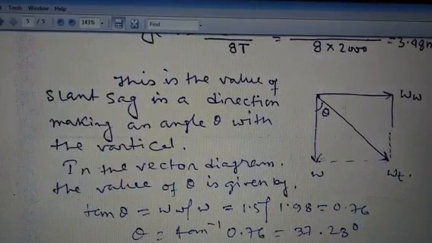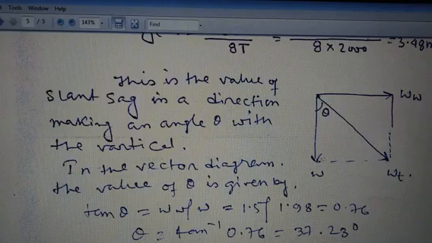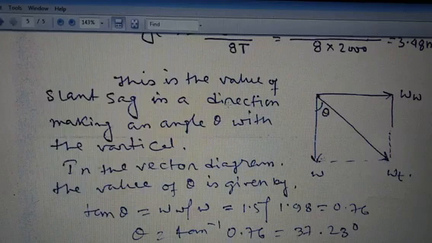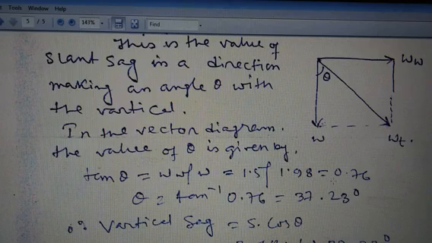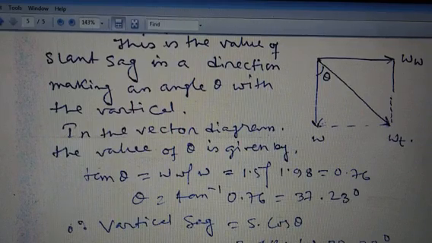Now this is the vector diagram, where the horizontal axis indicates Ww, the wind force, the vertical axis is denoted by W, and the resultant is Wt. This is the value of the slant sag in the direction making an angle theta with the vertical. In the vector diagram, the value of theta is given by tan theta equals Ww by W, that is 1.5 divided by 1.98, which equals 0.76. Therefore, theta equals tan inverse 0.76, that is 37.28 degrees. This is the value of theta.